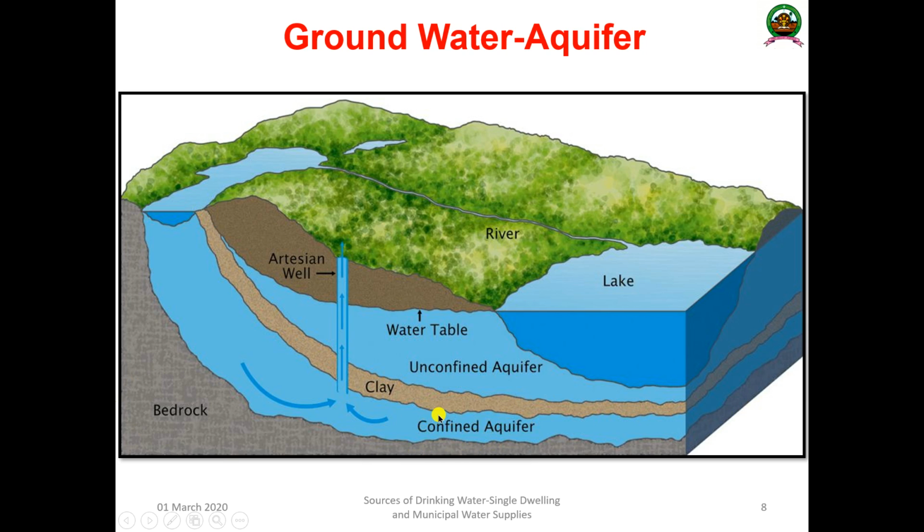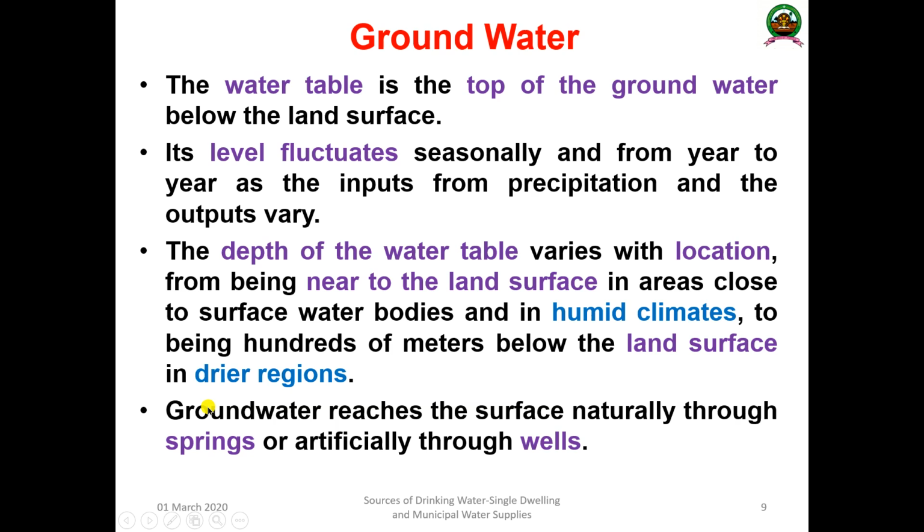The water that is confined below the clay is known as the confined aquifer, and the water that is present above the clay is the unconfined aquifer. So this is the water table, in which the source of water is mainly present, and these aquifers are the major source of groundwater.